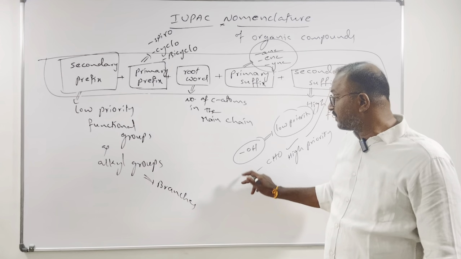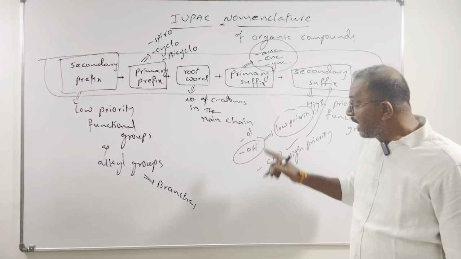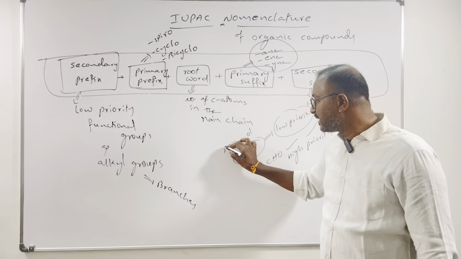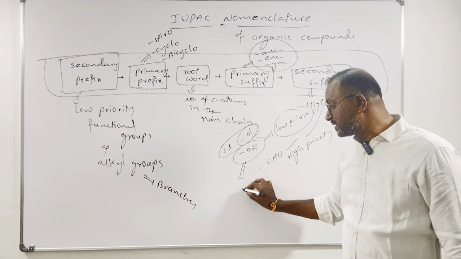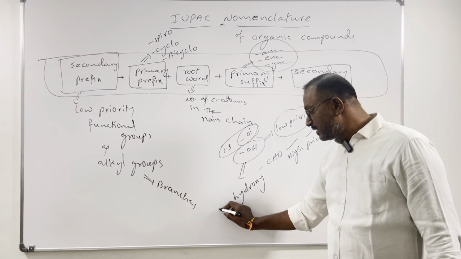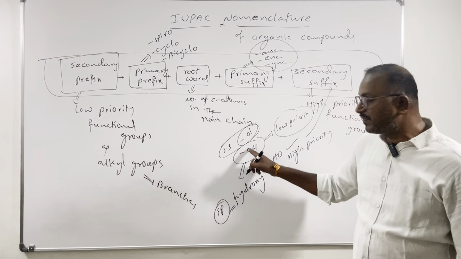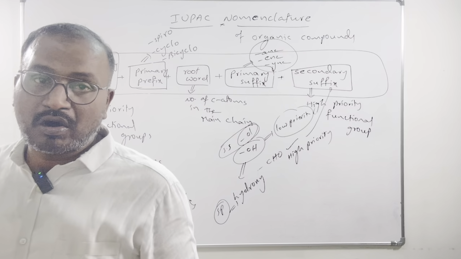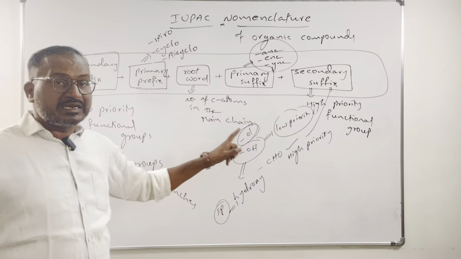If it is secondary suffix, the suffix name we should call as ol. And if it is secondary prefix, we should say it as hydroxy. Like that, if it is secondary prefix, the name should be hydroxy for OH. If it is secondary suffix, the name should be ol, OL, ol should be there. Like that, you have to say names.